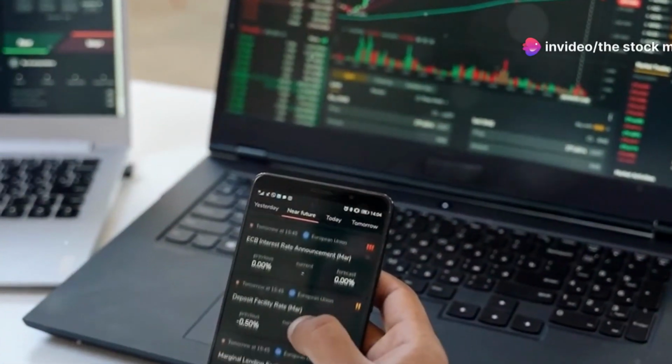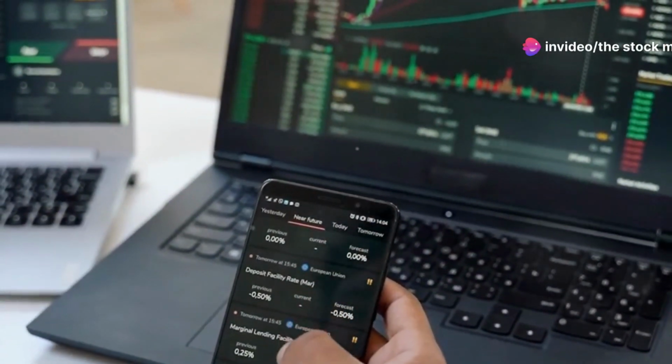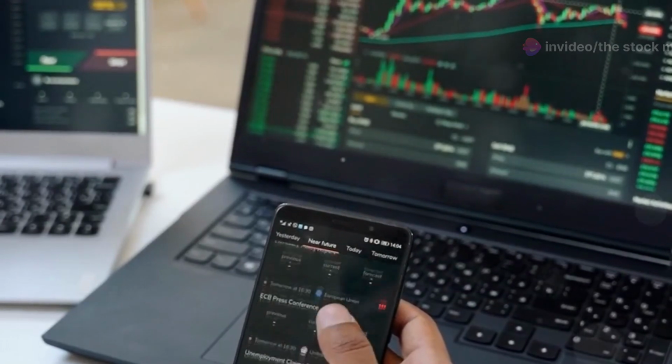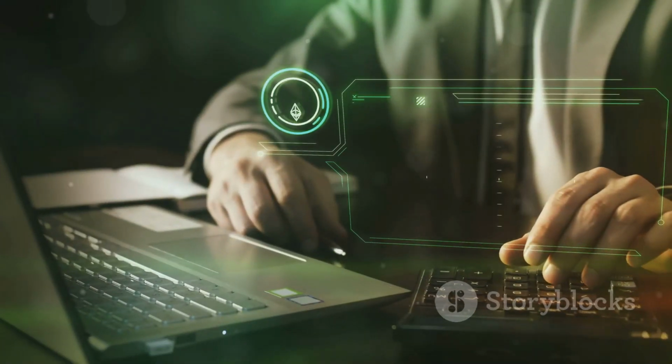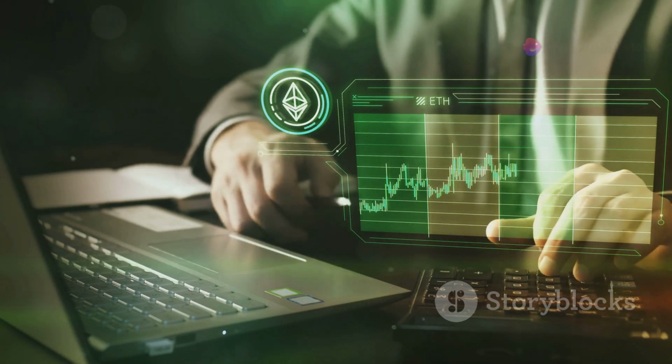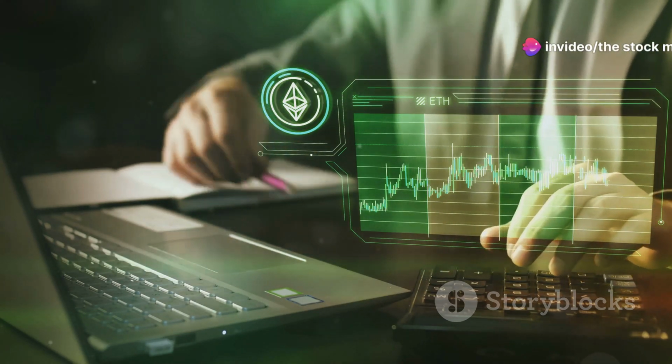It involves determining the appropriate amount of capital to risk on each trade based on your overall trading account size and risk tolerance. As a general rule of thumb, it's advisable to risk no more than 1% to 2% of your trading capital on a single trade.